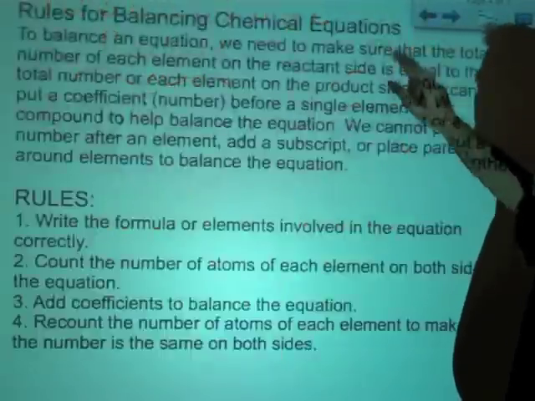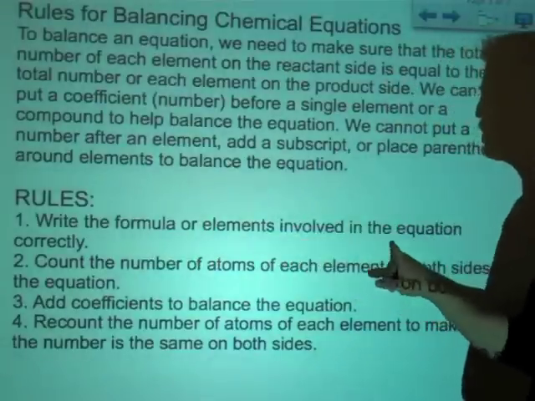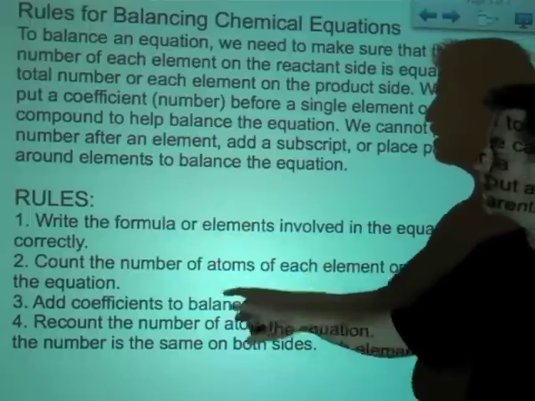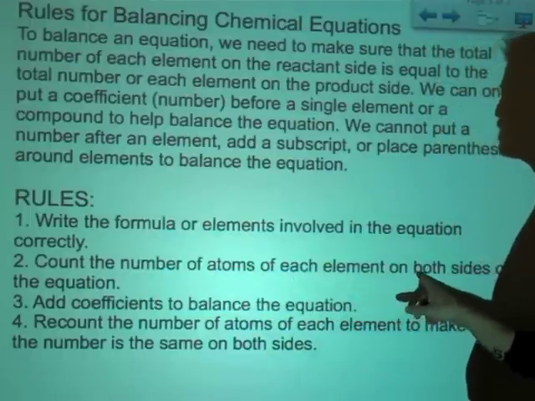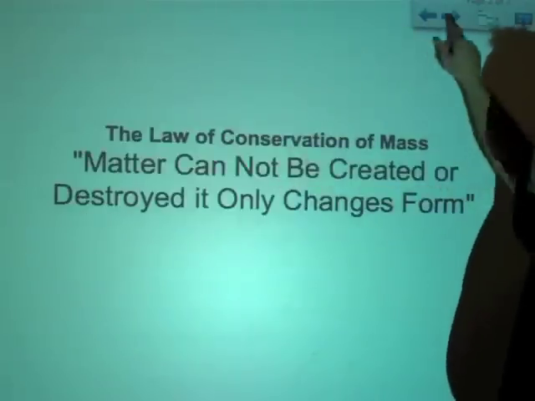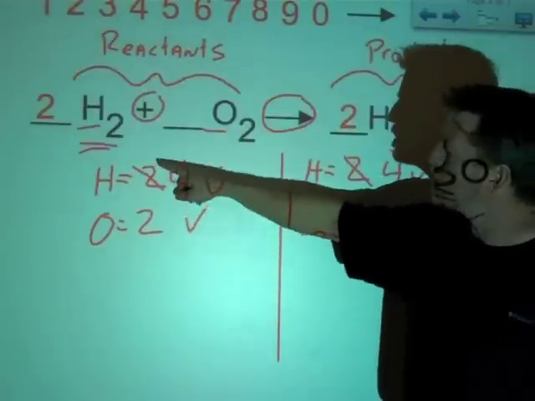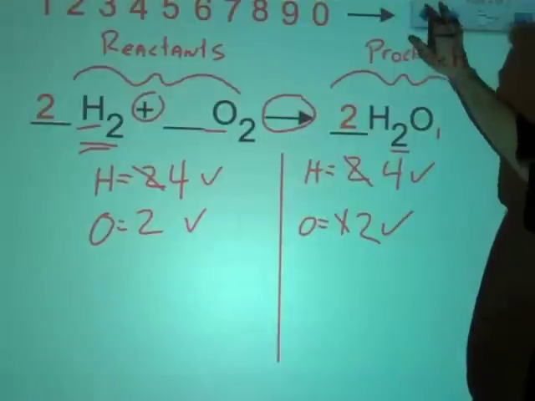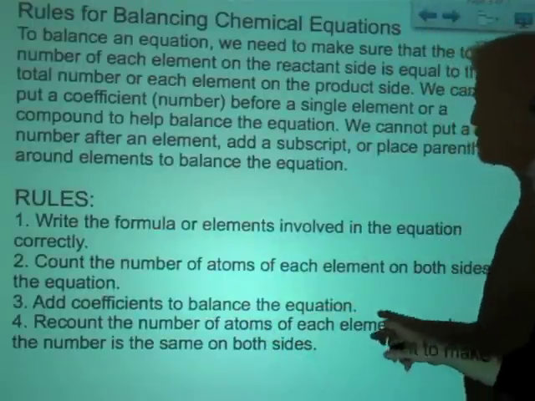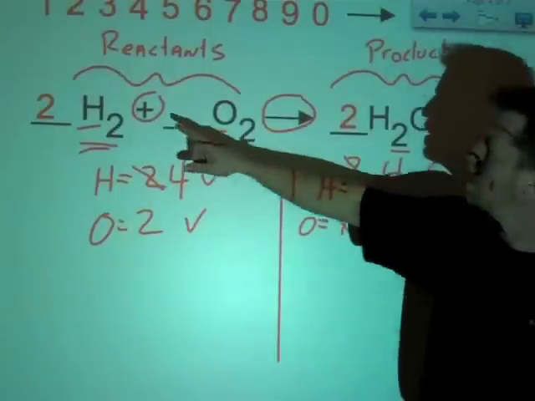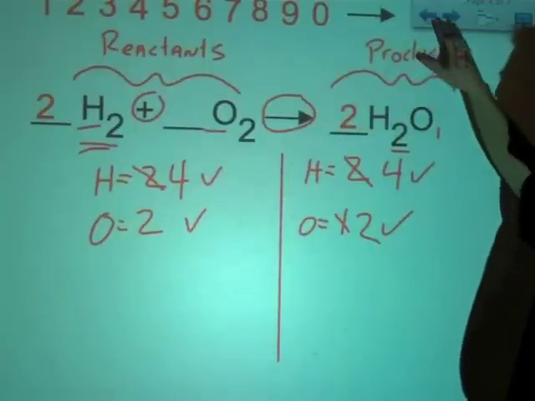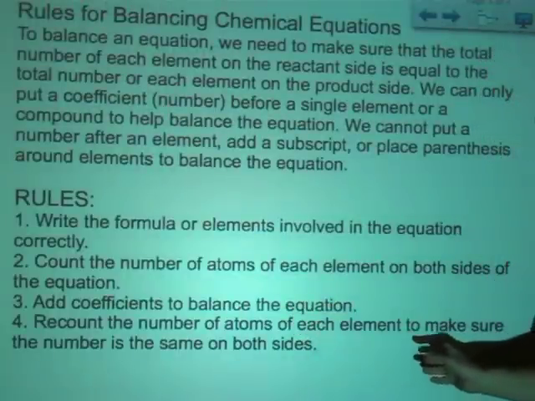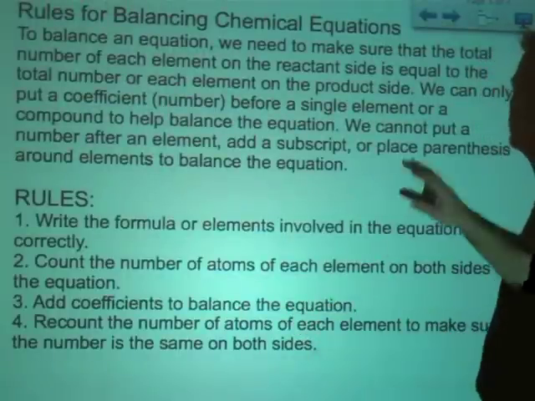So if we look back at the rule, we had to write the formula or elements involved correctly. We did that. It was already pre-written for us. Count the number of atoms of each element on both sides of the equation. We did that to begin with. So remember, our original numbers were 2 and 2 and 2 and 1, right? Number 3, add coefficients to balance the equations. We added numbers in front to equal what we needed to. And then we recounted the number of atoms of each element to make sure the number is the same on both sides. We did that.